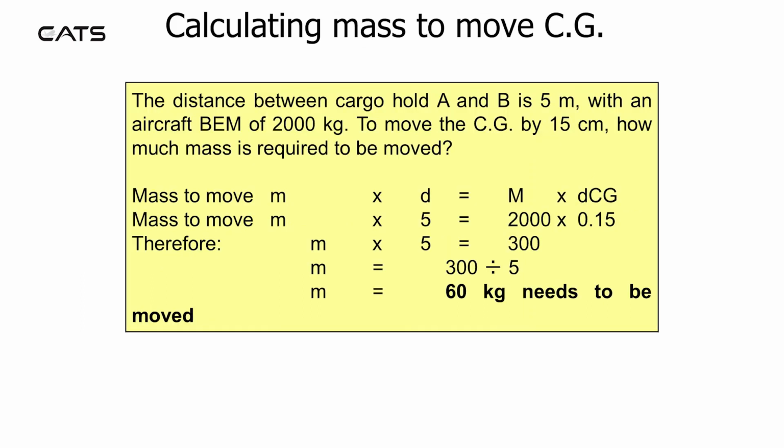Calculating the mass to move the CG. The distance between cargo hold A and B is 5 meters, with an aircraft basic empty mass of 2,000 kilograms. To move the CG by 15 centimeters, how much mass is required to be moved? Using M times D equals M times delta CG, the mass to move is M multiplied by 5 equals 2,000 multiplied by 0.15. Therefore, M times 5 equals 300. 300 divided by 5 means 60 kilograms needs to be moved.